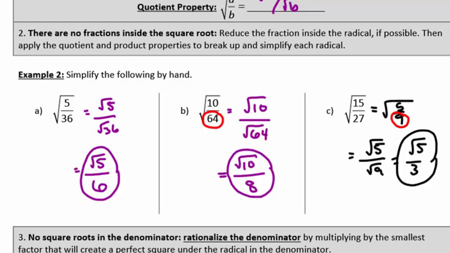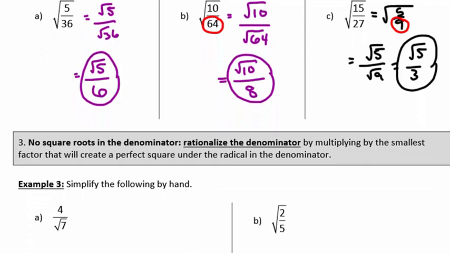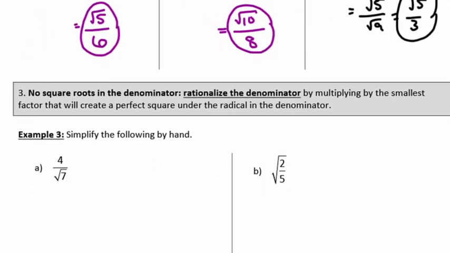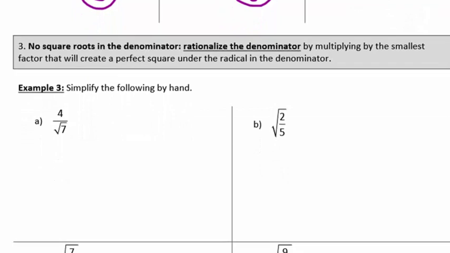Okay. So when I use the rule, I can still simplify my fractions. I just need to know if I want to or not based on whether or not I have a perfect square. That third property about simplified square roots was that there are no square roots left in the denominator. If there is a square root in the denominator, I need to rationalize it by multiplying by the smallest factor that will create a perfect square in the denominator.